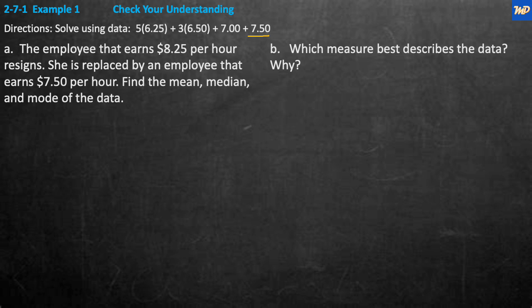So if I do 6, again, 5 times 625, we know that, right? It was 31.25. And then the 650 times 3 was a 19.50. And we have a 7 and a 7.50. Well, that's 14, right? 7 and 7.50 is 14.50. So I'm just going to write 14.50. Make this math go a little easier. And when I do that, I've got $1.25.